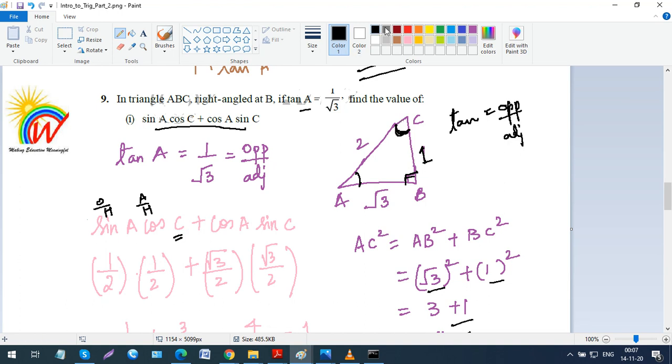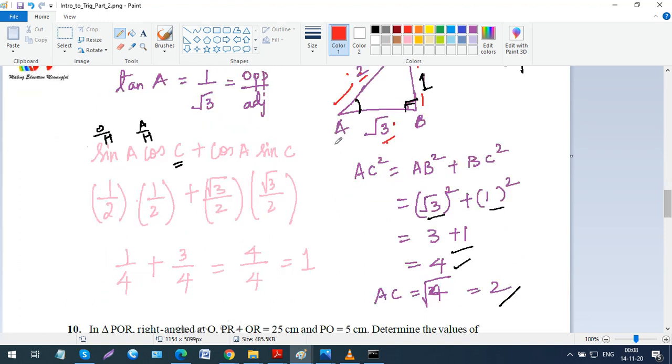So I'll show you with the red pen. C is over here. For C, the adjacent is this and the hypotenuse is this. So you again get 1 by 2. And cos A is adjacent over hypotenuse, so root 3 over 2, and sin C, for sine the opposite is root 3 and the hypotenuse is 2. Okay, so you just have to look at the triangle and solve it. It's very simple if you remember all the 6 trigonometric ratios.